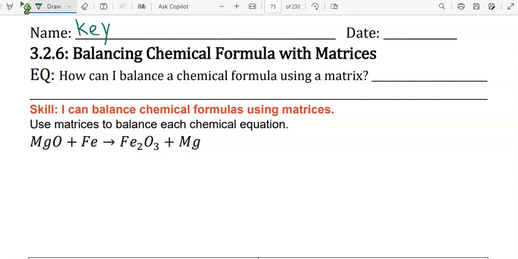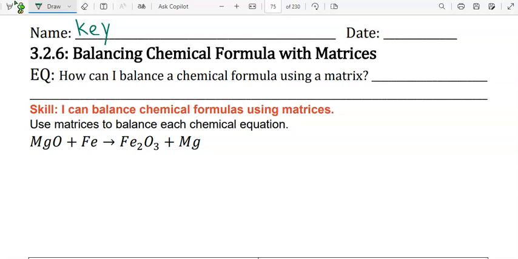3.2.6 Balancing chemical formulas with matrices. Essential question: how could I balance a chemical formula using a matrix? Skill: I could balance chemical formulas using matrices. Use matrices to balance each chemical equation.